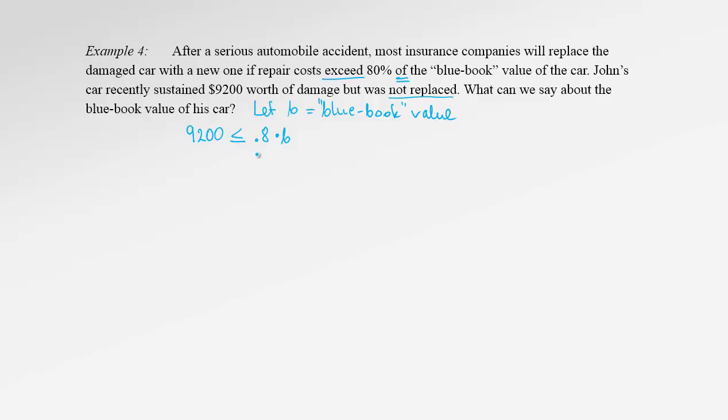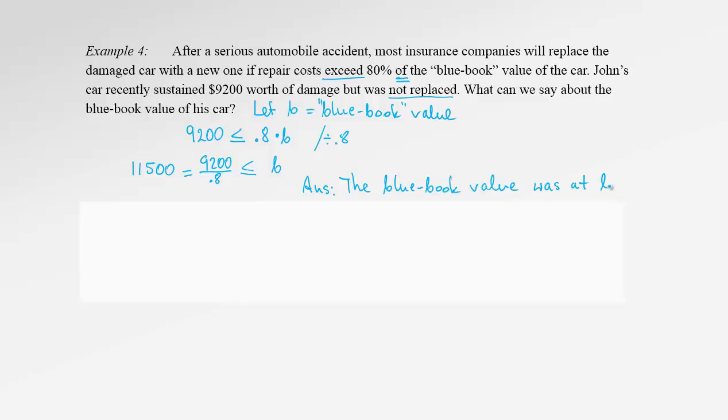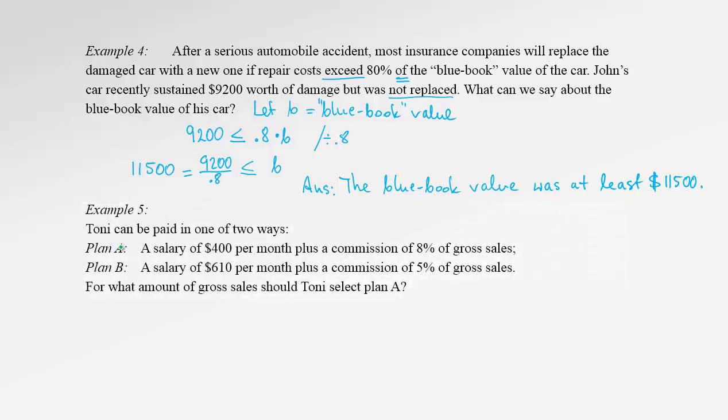Okay, that was the hardest part of the problem. Now to solve it, it's not so difficult. We know how. Let's divide by 0.8, and the Blue Book value must be bigger or equal than 9,200 divided by 0.8, which turned out to be 11,500. So the Blue Book value of the car must have been at least 11,500. Let's give the answer. The Blue Book value was at least $11,500. Let's see one more example.